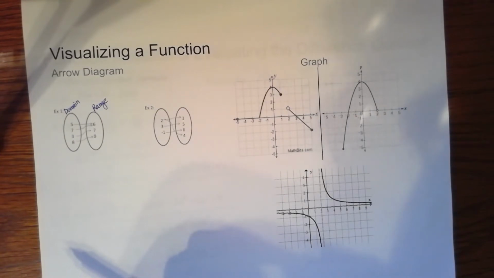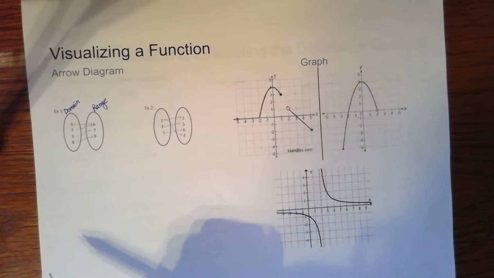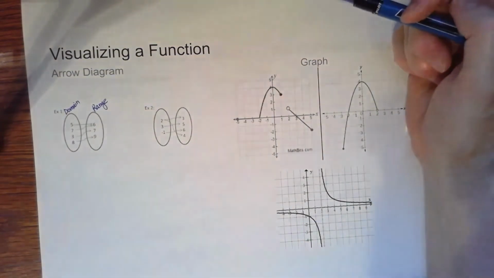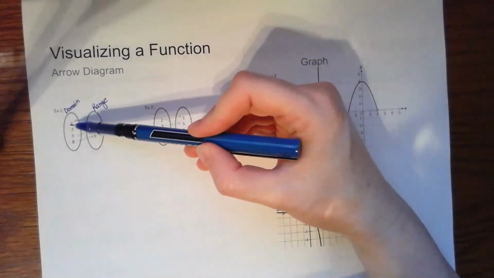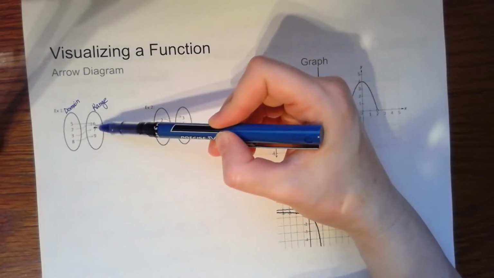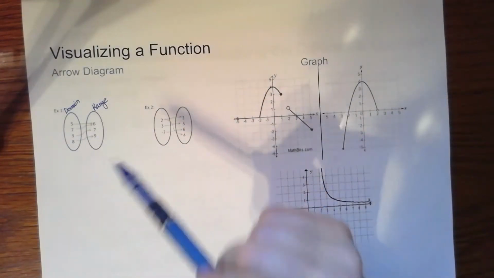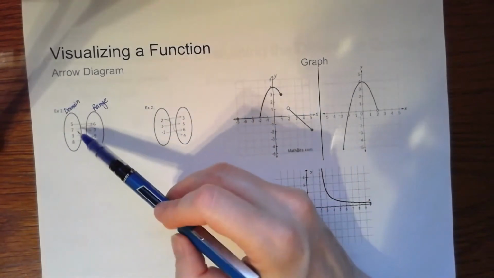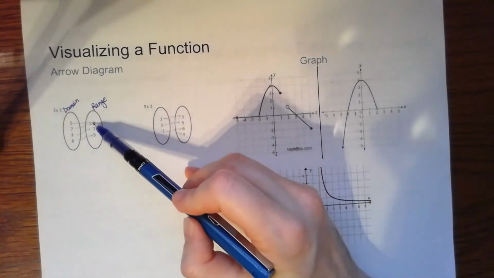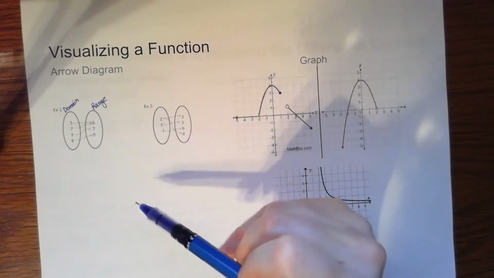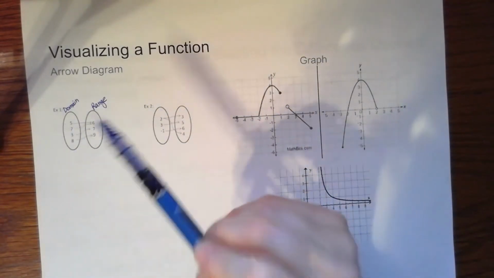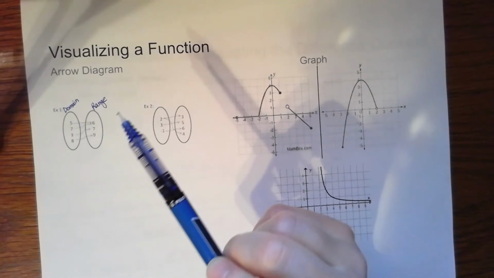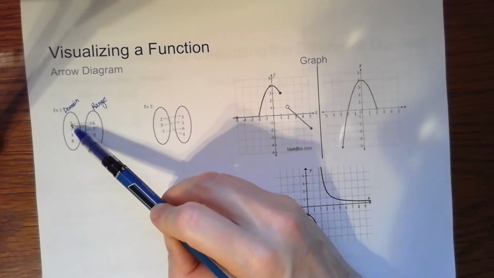Okay, now one thing to note is that in a function, we must have a unique mapping from a domain value to a range value. Sometimes students get confused about this and say, oh, this can't be a function because this 6 right here has 2 arrows coming into it. That's fine. The only issue is that if we have an input value, we have to unambiguously be able to tell what the output value is.